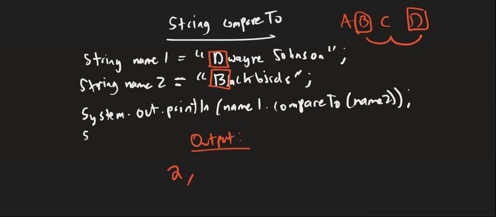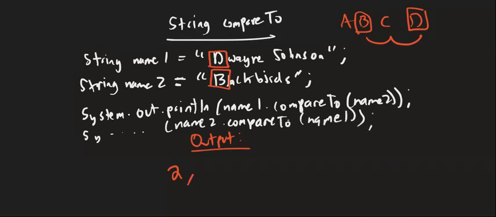Now, if you were to do System.out and then name2.compareTo(name1), excuse the bad handwriting, basically what's going to happen is it's going to be -2, because B appears before D. And how much before? 2 places before. It's just going to be -2.